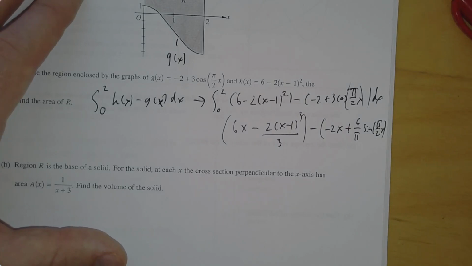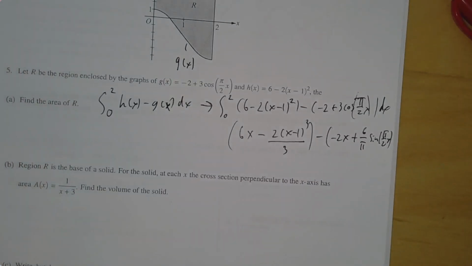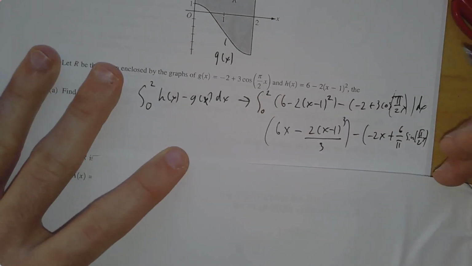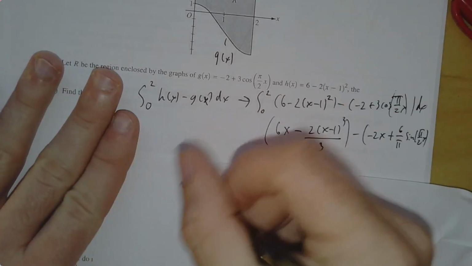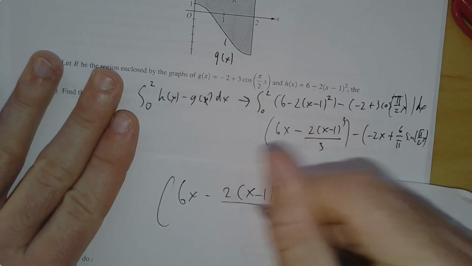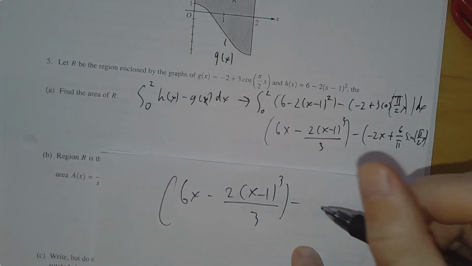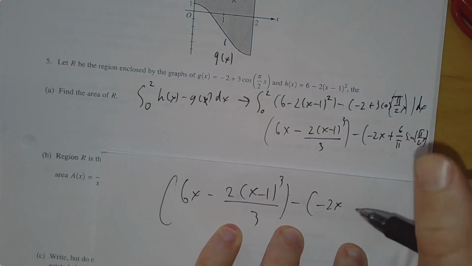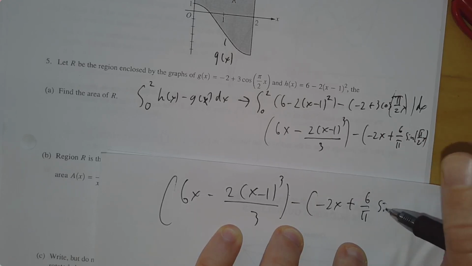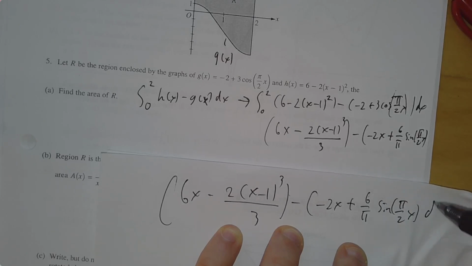Then we'll plug in the 2. I need space for this, so let me get some paper here. Let me rewrite this. It's going to be 6x minus (2x minus 1) to the third over 3 minus negative 2x plus 6 over pi sine (pi over 2 x), from 0 to 2.